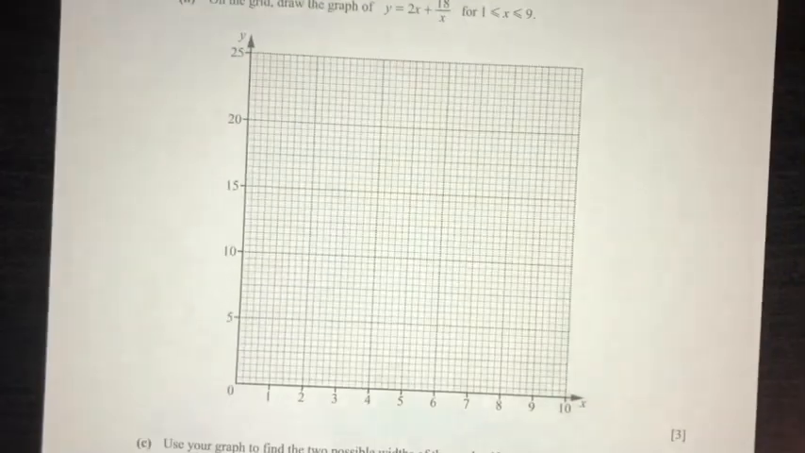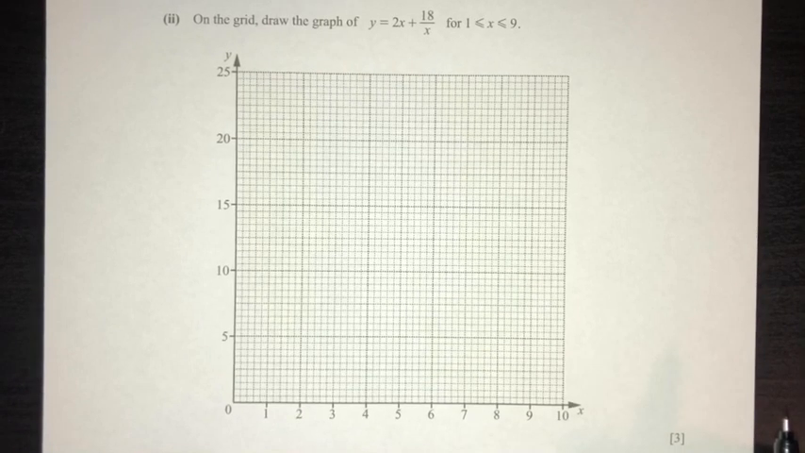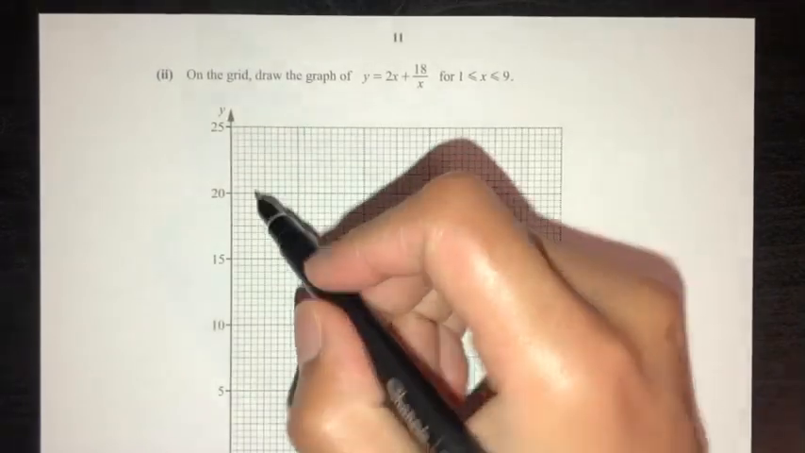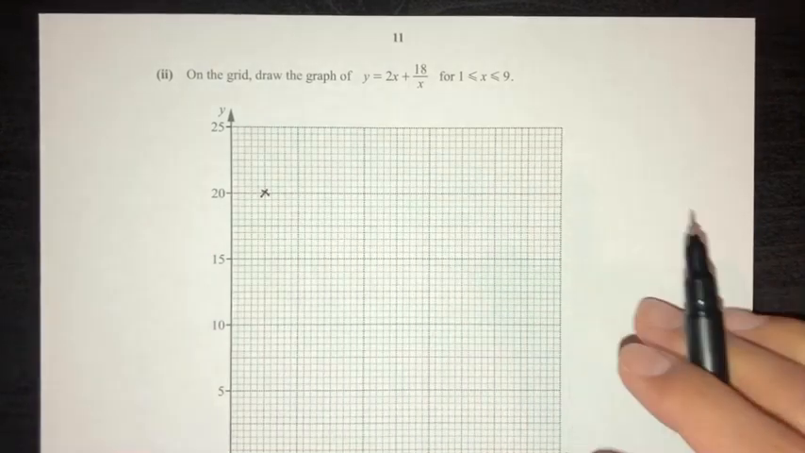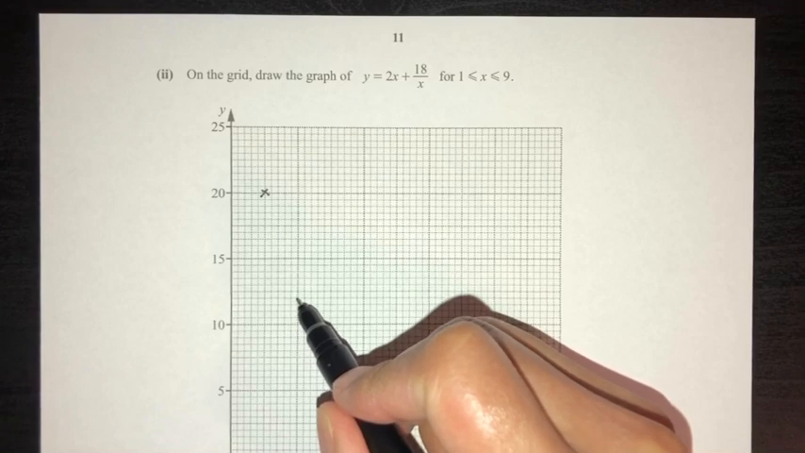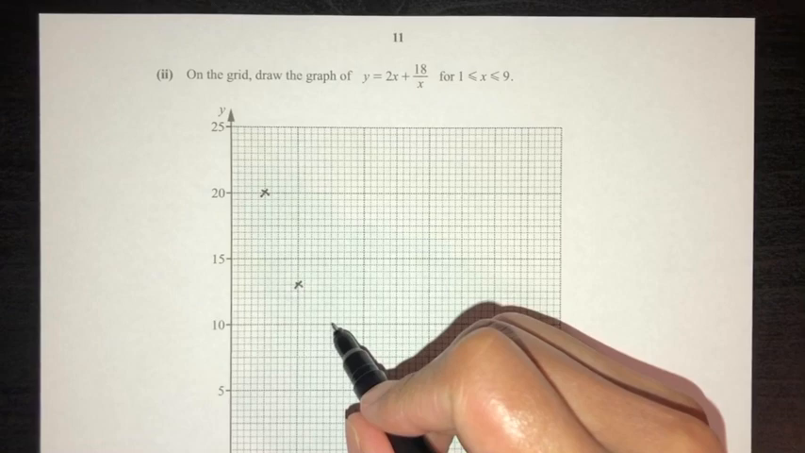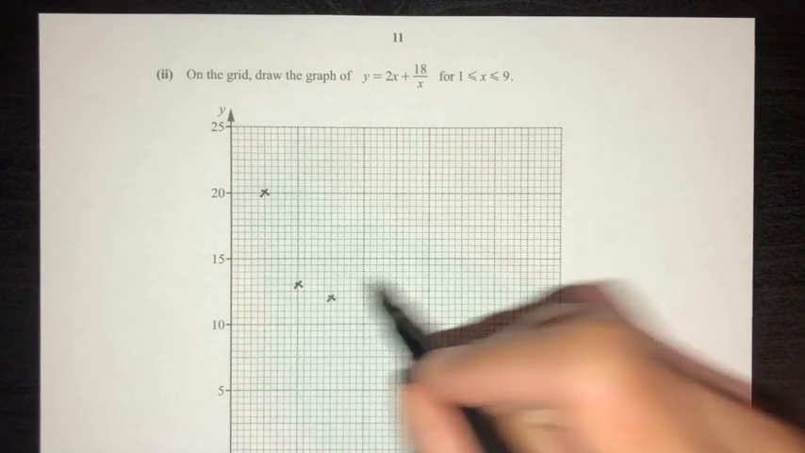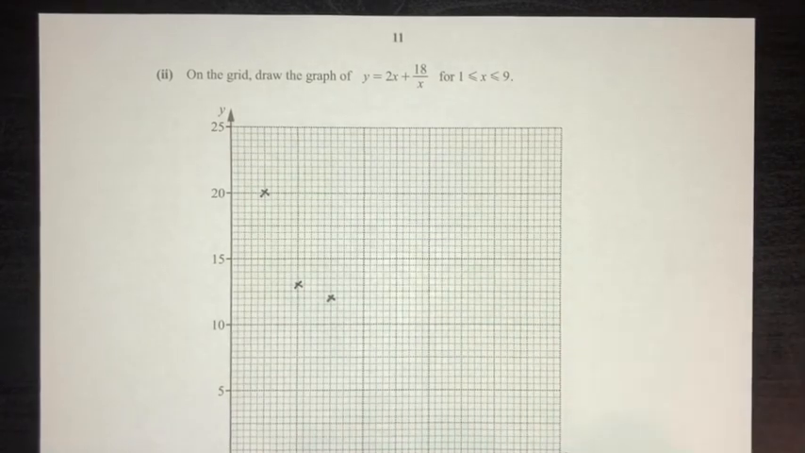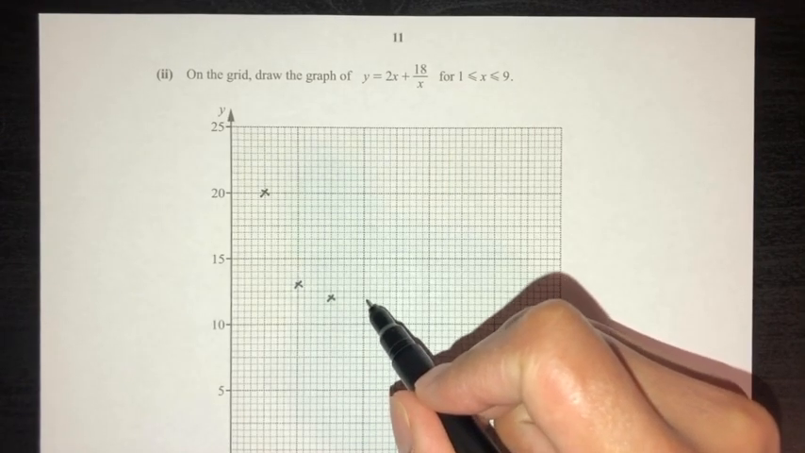Now let's move on to the graph as well. The graph should also be easy because we just have to plot points and then draw the rest. The first point we have is (1, 20), that will be right here. Then we have (2, 13), that will be about 11, 12, 13. Then we have (3, 12). Then we have (4, 12.5).